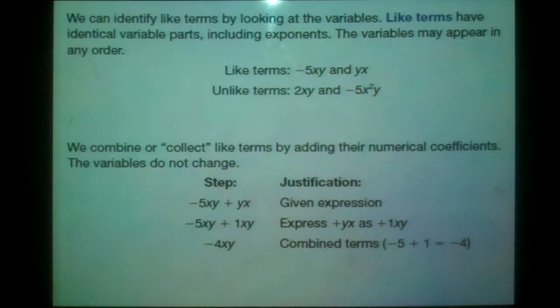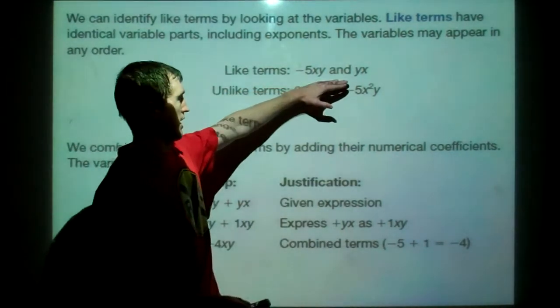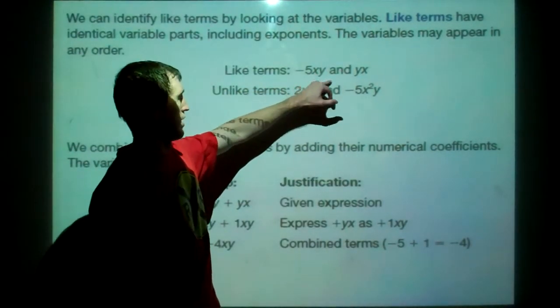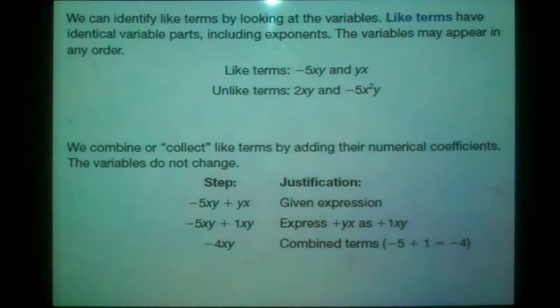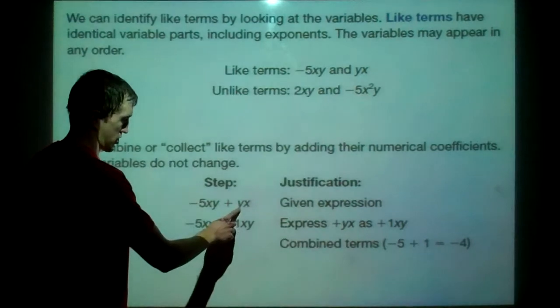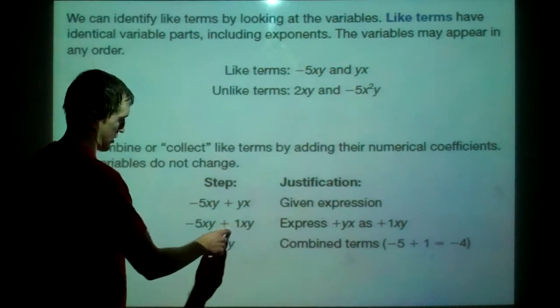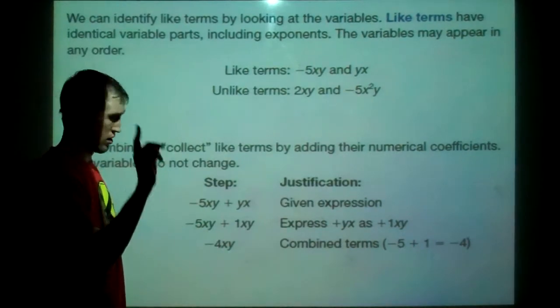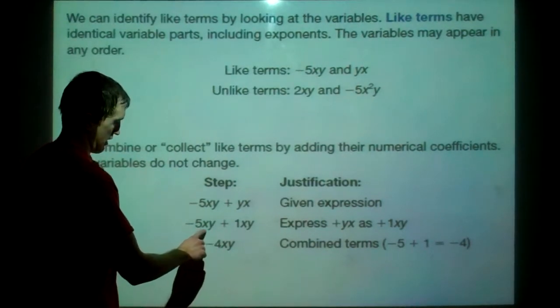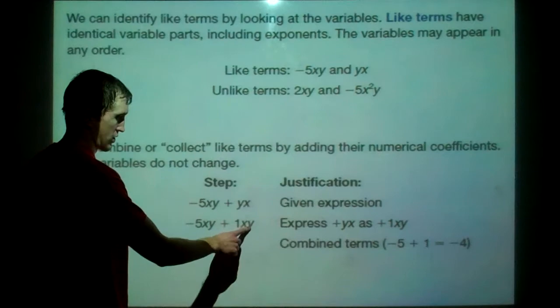Alright. So it says here, we can combine or collect like terms by adding their coefficients. Okay? So they're taking the like terms that we had here, negative xy and yx, and they're going to combine those. So let's say we're adding those together. Negative 5xy plus yx, that's what's given. And they do what I said to do. They switched around the order here. xy. The coefficient here is 1. Remember, if you don't see a number, it's a 1. And now we have negative 5xy plus 1xy.